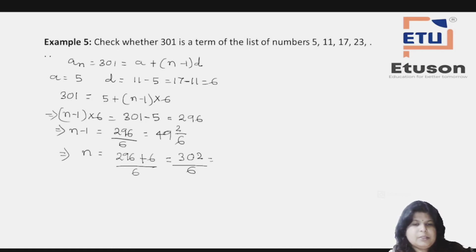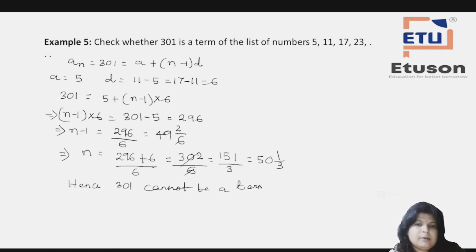So again it is not divisible, right? It is not divisible. So that is 151 divided by 3, and it is 51 by 3, which is not a natural number. Hence 301 cannot be a term in the list. Correct?